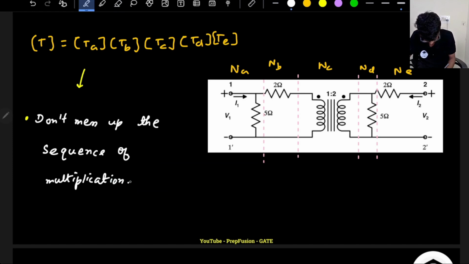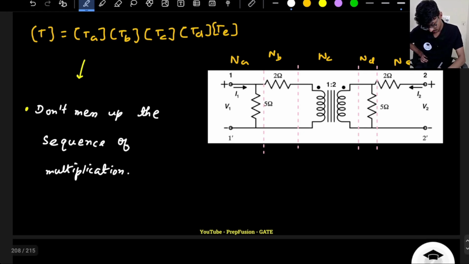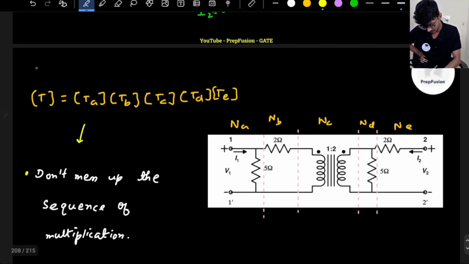Okay, don't mess up the sequence of multiplication. Just be careful here, because if you mess up, the answer will come wrong. So this method is useful. This is the method of cascading.